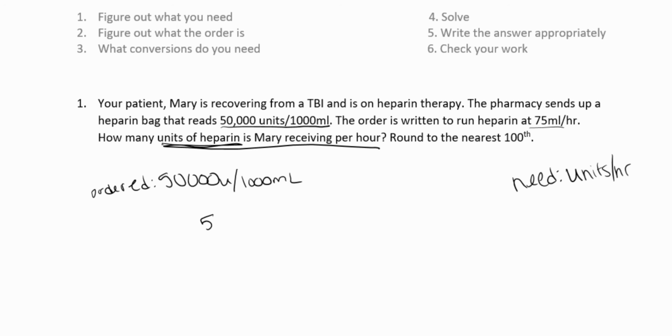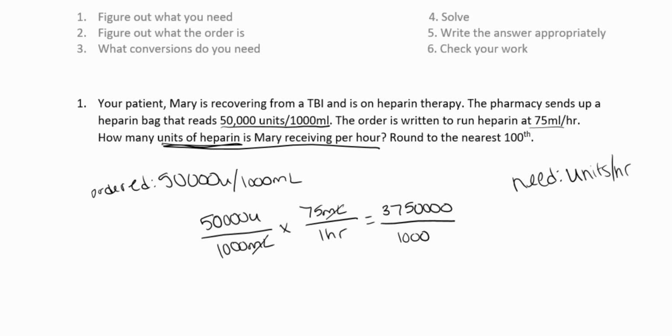We don't have any conversions because what we just need to get is units per hour. We have units here and we have milliliters here. So we should be good to go. 50,000 units per 1,000 milliliters. Now, how are we going to get rid of this milliliter? We're going to put 75 up here, milliliters per 1 hour. We are going to multiply across the top because when we go here where milliliters are crossed off, we're left with units per hour. Multiply across the top, it's going to be 3,750,000 on the top and 1,000 on the bottom. Divide it out, and we're going to get 3,750 units per hour.